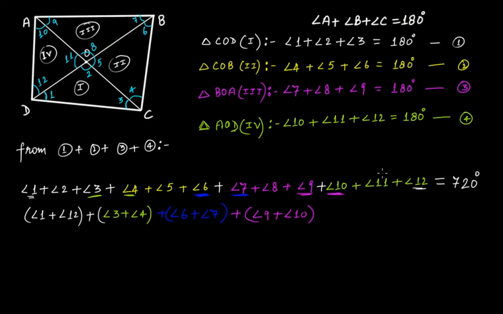Then what angles are left? The left angles are angle 2, angle 5, angle 8 and angle 11. Let's write them together: angle 2 plus angle 5 plus angle 8 plus angle 11. We have grouped all these together, and this is equal to 720 degrees.